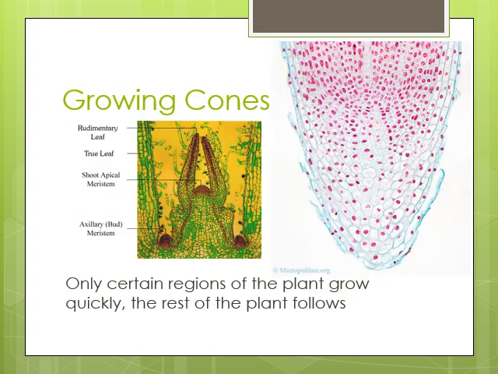There are only very certain regions of the plant that grow quickly, that have this meristematic tissue. Obviously, the apical meristem at the top, but the roots are also growing very quickly. These areas that grow fast with a lot of meristem tissue are called the growing cones. And they have different sections to them. They have the zone of elongation, the zone of maturation, and the zone of mitosis.